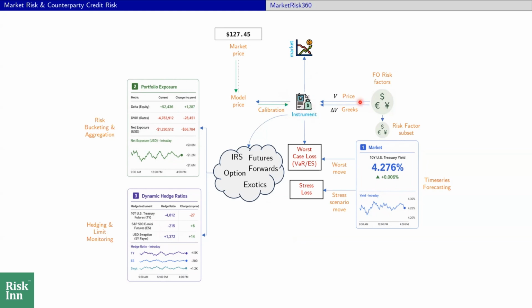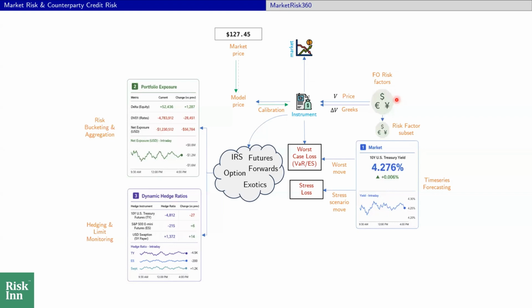Every instrument has a price function. Price function means a valuation engine or a pricing engine. That function takes risk factors as input and gives the price as the output. That is the valuation formula for every instrument.